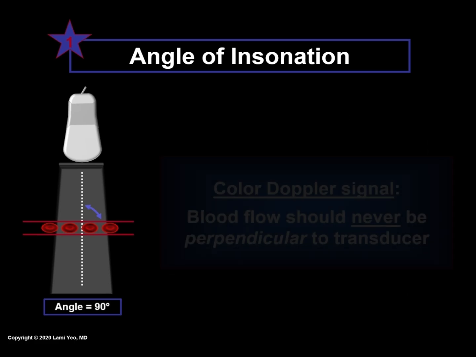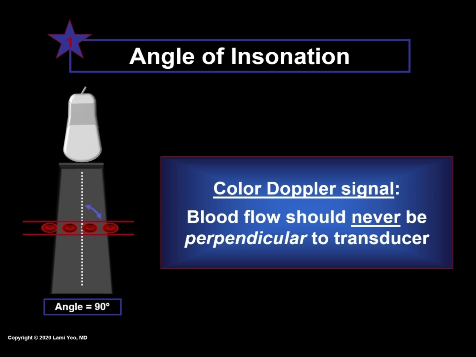So in summary, to obtain a color Doppler signal, blood flow should never be perpendicular to the transducer. In such case, the angle of insonation will be 90 degrees and no color flow will be detected or displayed by the ultrasound machine. Instead, the angle of insonation should always be adjusted to an appropriate angle by optimizing the position of the transducer according to the vessel or cardiac area studied.